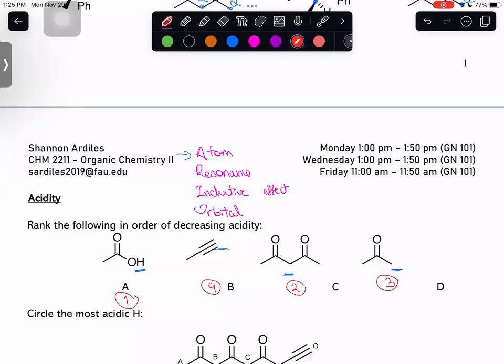Okay, so acidity is not too bad. It's not too bad. What was the trend with pK values? How do we know something is more acidic based on their pK values? The lower the pK. Don't confuse them. Please don't confuse them.